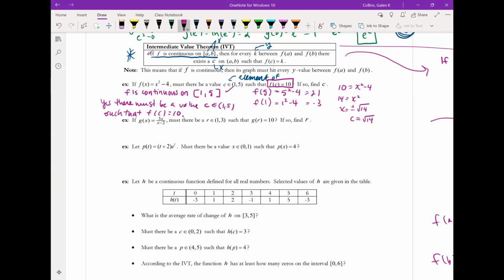So if I think about that, the square root of 16 is 4, the square root of 9 is 3. So I know that's like 3 point something. So c would have to be just that positive value.